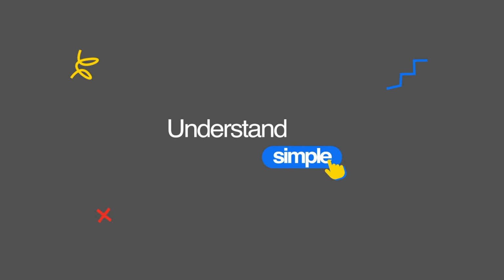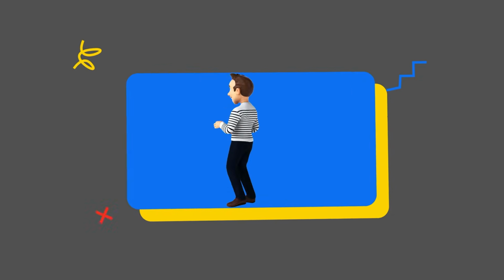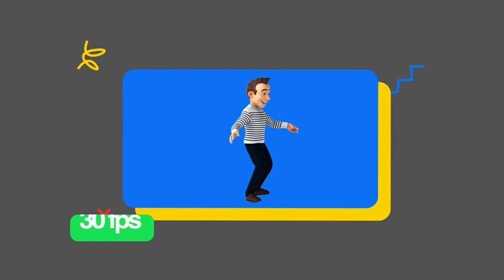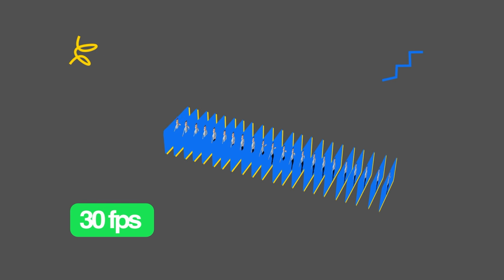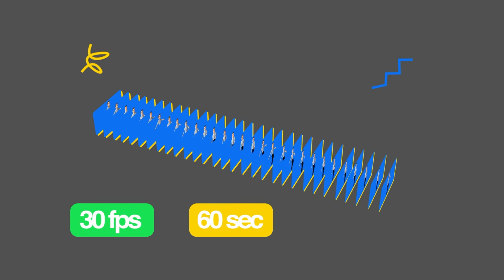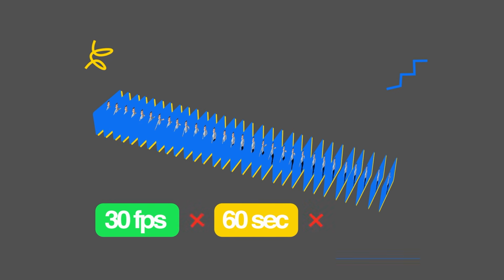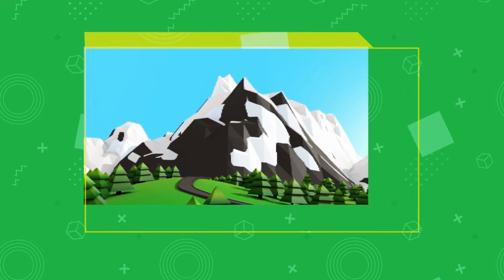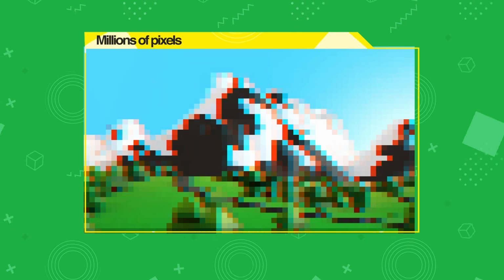First, we need to understand something simple. A video is not really a video. It's just a lot of images. For example, a 30 FPS video means 30 images every second. So if a video is 10 minutes long, 30 frames times 60 seconds times 10 minutes, that's 18,000 images. And each of those images has millions of pixels.